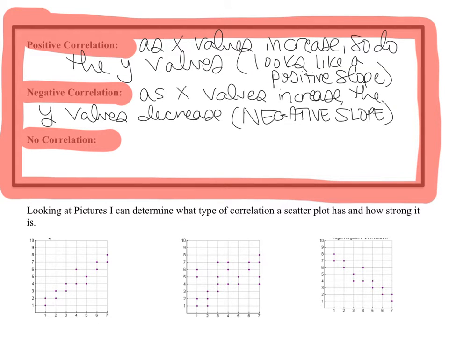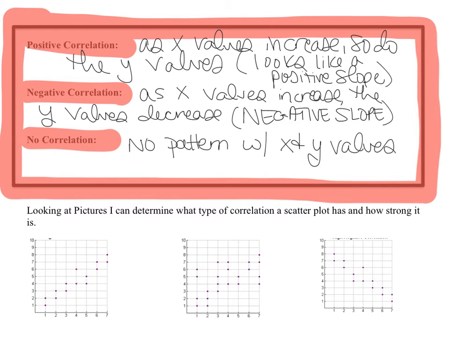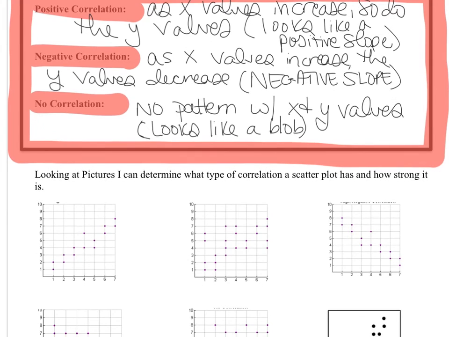And then we have no correlation, which is that there is no pattern with the x and y values. So if there's no correlation, that means your picture looks like a blob. So a positive correlation looks like a positive slope. A negative correlation looks like a negative slope. No correlation means there is absolutely no relationship. It just looks like a blob, a bunch of random data.